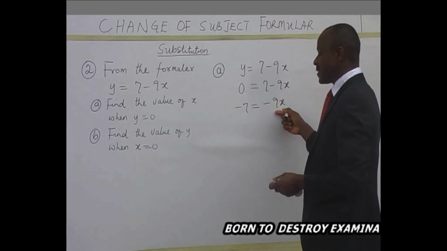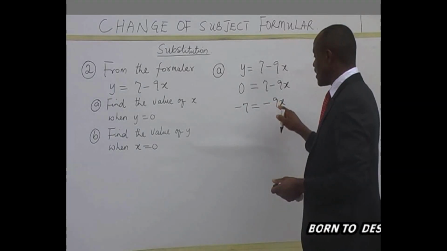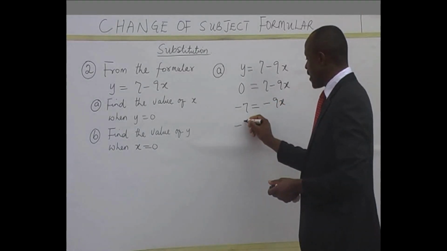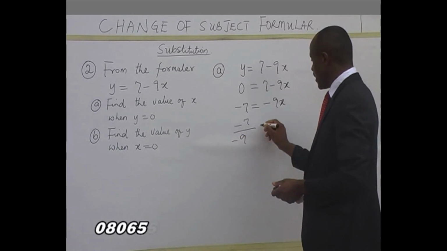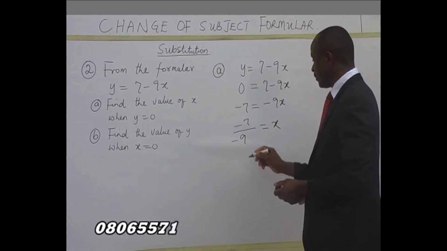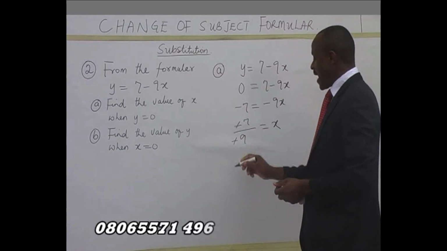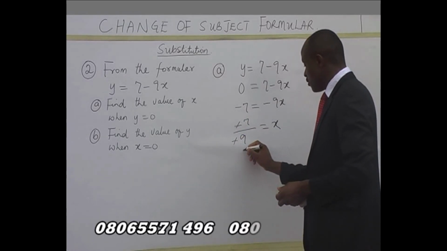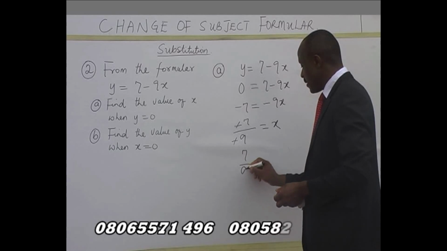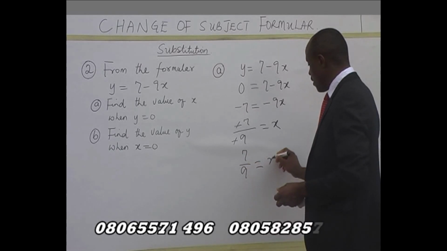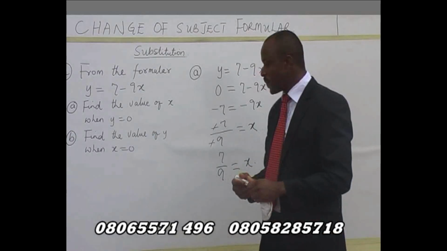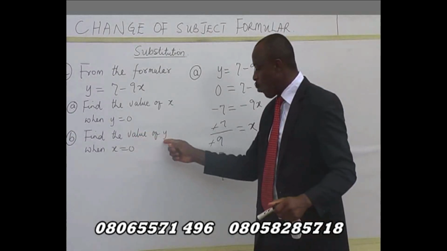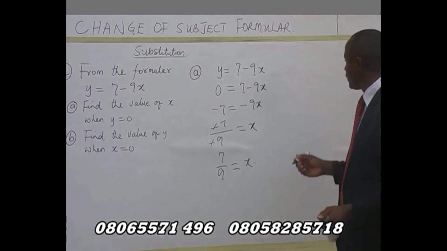Divide both sides by minus 9. So you are going to have minus 7 all over minus 9 is now equal to x. You can cancel the negatives. So you have 7 all over 9 giving you the value of x. The B part of the question says find the value of y when x is 0. B.